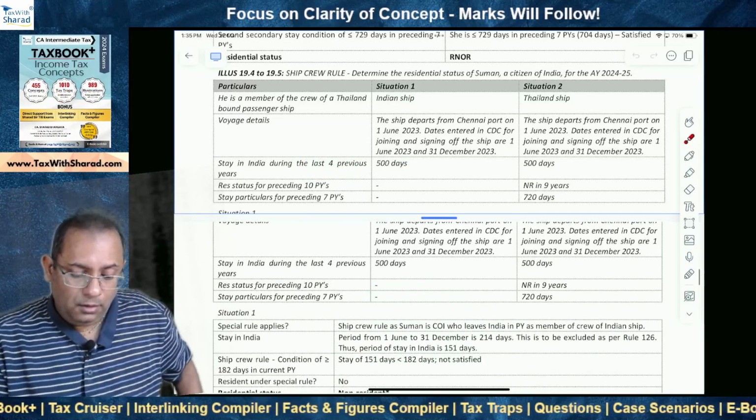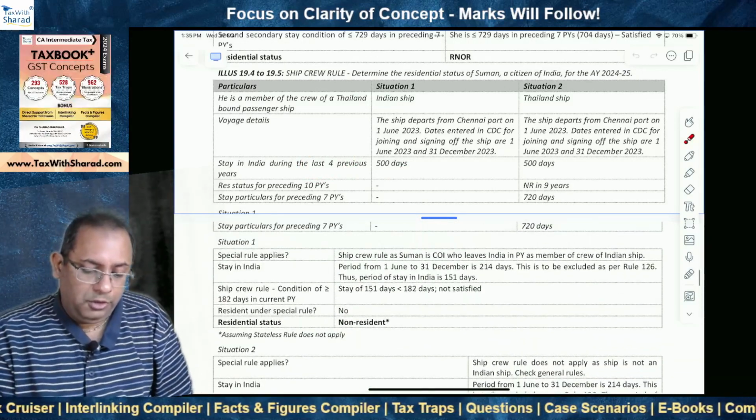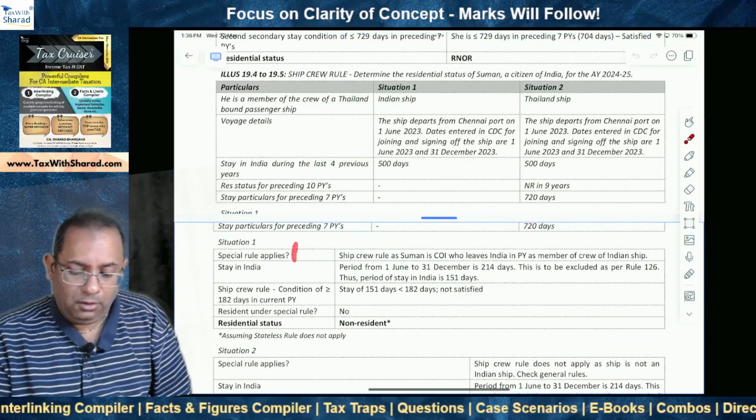So what will be the first step? To check whether a special rule applies or not.